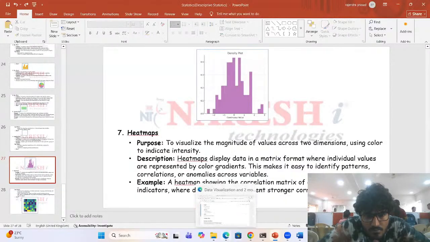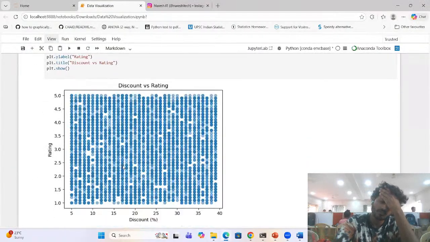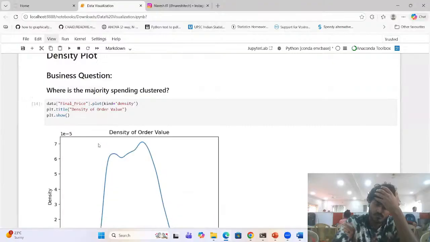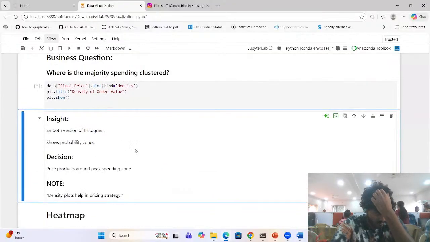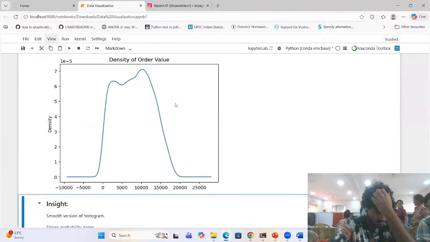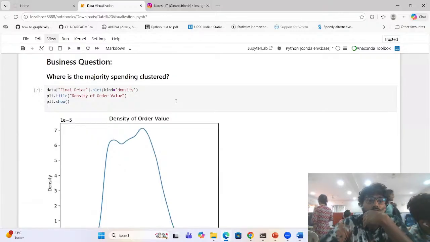I hope I have added the example for this as well. Let me go to this. Scatter plot. Anyway, even the density plot, guys, I just wanted to see the final price distribution. See, it is almost approximately normally distributed, which means the final price is very good. Not much low, not much high.